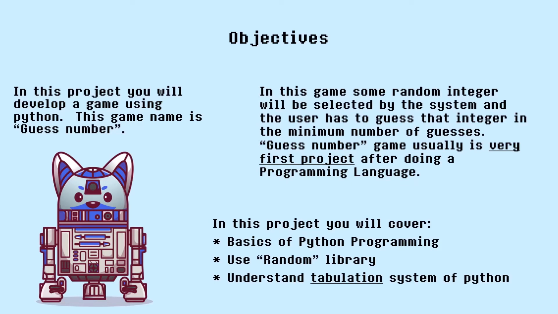The guess number game usually is the very first project after learning a programming language. It means that if people start to learn Python or any other programming language, they usually do such projects like guess number. In this project, you will cover the basics of Python programming. You will use the random library, understand the tabulation system of Python, and you will try to seek some connections between Scratch and Python. So let's start.